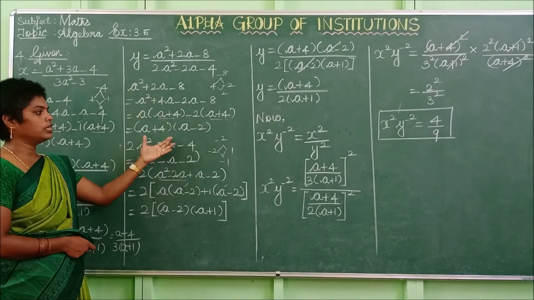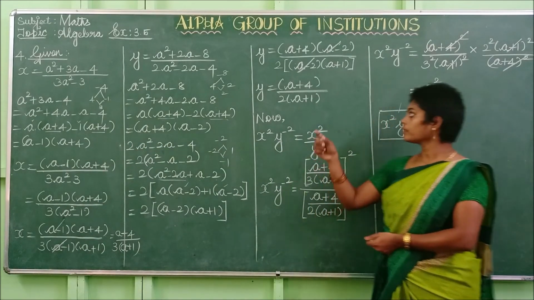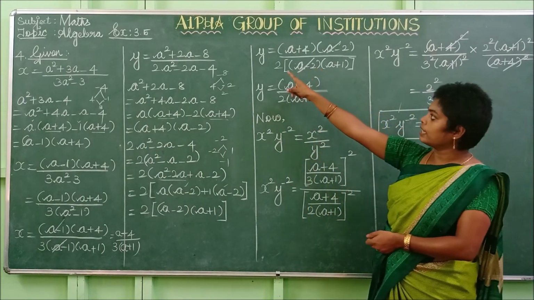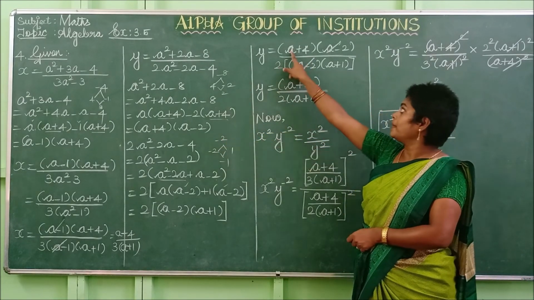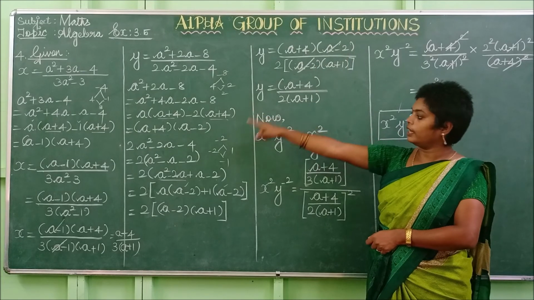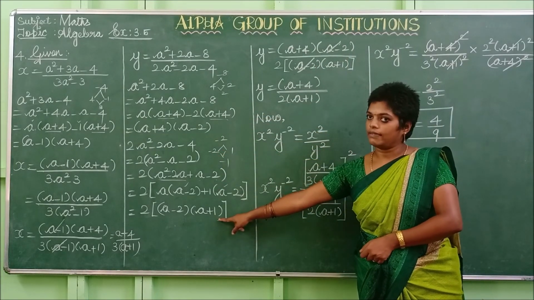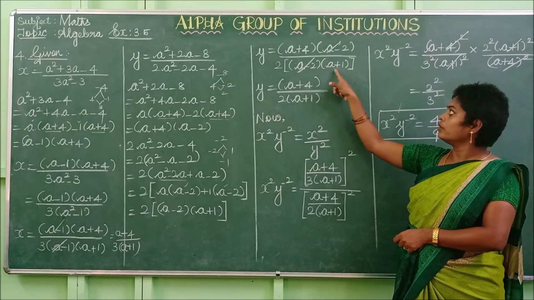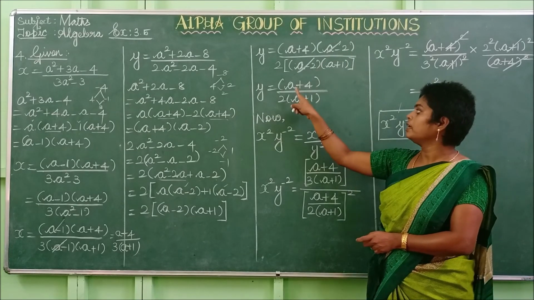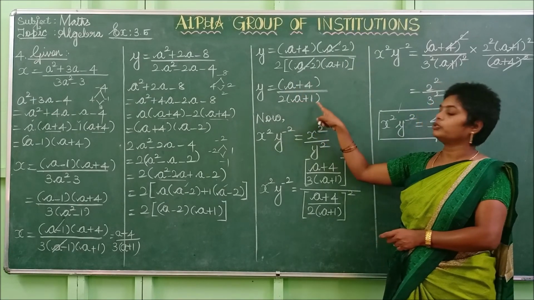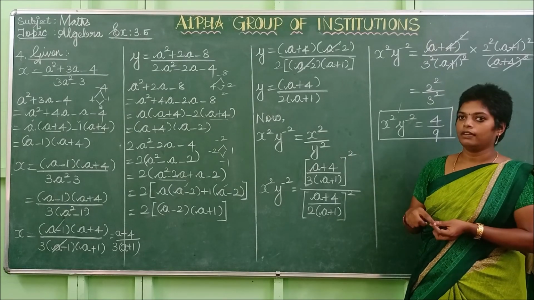Now you substitute these values in the y. So our y is equal to, first, the numerator a squared plus 2a minus 8, whose factors are a plus 4 into a minus 2. Denominator 2a squared minus 2a minus 4 is equal to 2 into a minus 2 into a plus 1. This a minus 2 gets cancelled. What is the remaining term? A plus 4 divided by 2 into a plus 1. So now we have formed the x and y values.